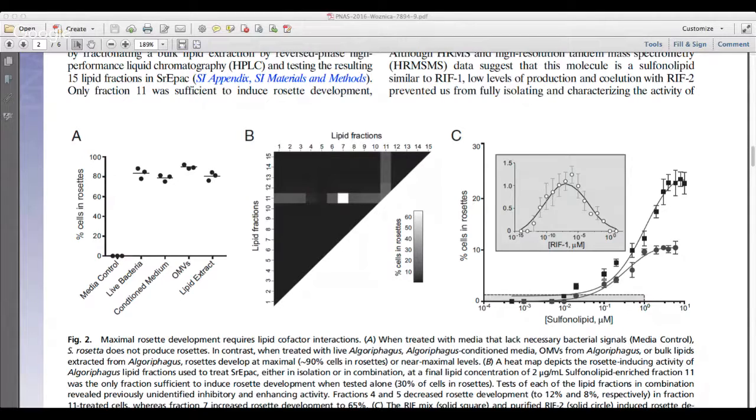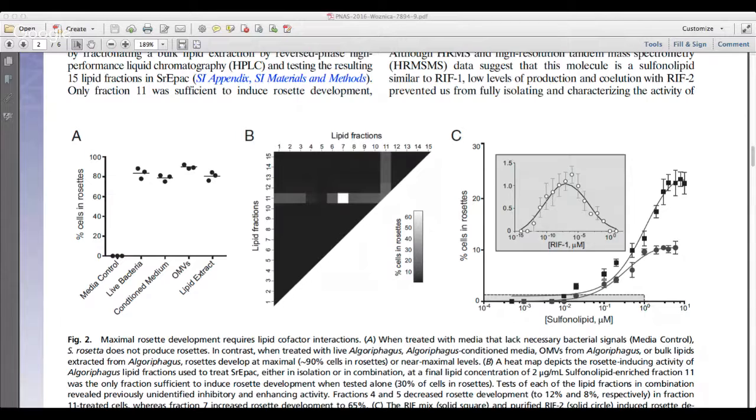So yeah, what they're showing here is the percentage of cells in rosettes on the y-axis, and then in 2A, because I'm never sure if anybody could see my arrow, what they're just showing is basically the figure of what they knew already. So, they don't form rosettes in a media control.